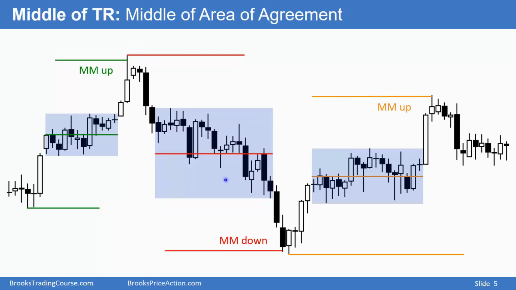Sell-off in a trading range, area of agreement, so possibly the middle of the move. Leg 1 down to the middle of the range, and then leg 2. Bulls start to buy for scalps, bears start to take profits.